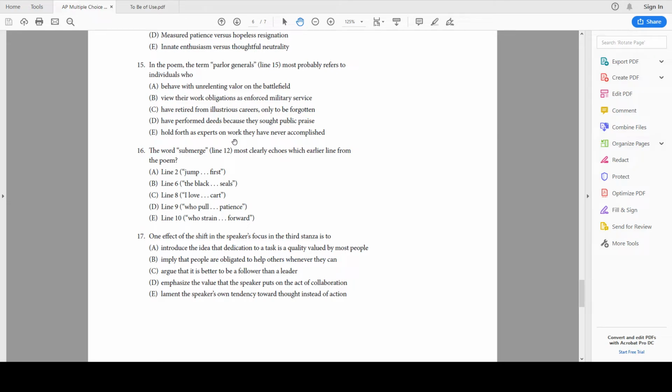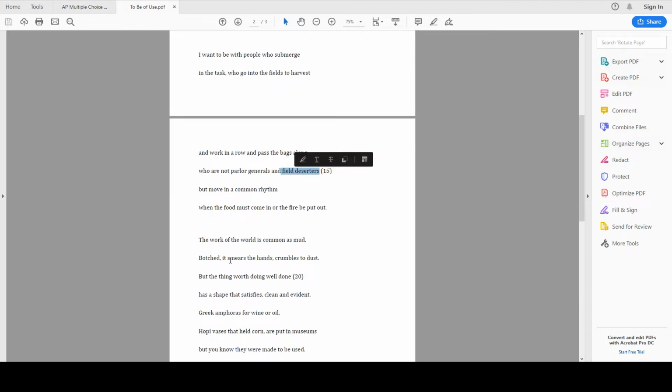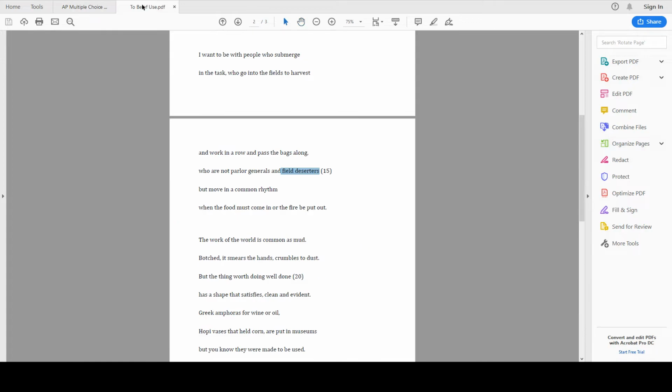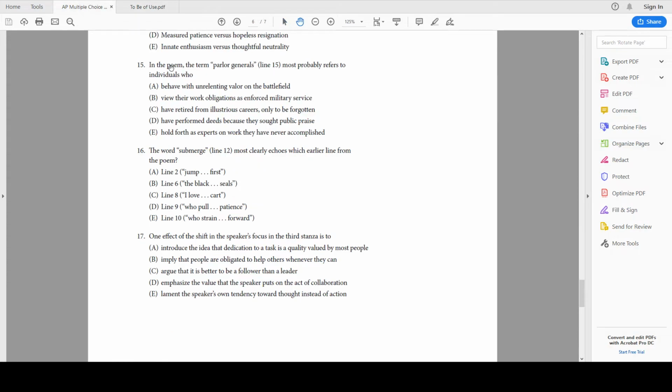But it also matches what the context of the line is, where a general would theoretically be an expert about battle, but not be accomplishing it out in the field. Okay? So the answer is E. The word submerge, line 12, most clearly echoes which earlier line from the poem. So let's look at the context of line 12. I want to be with people who submerge in the task. Okay? Line 2, jump first.